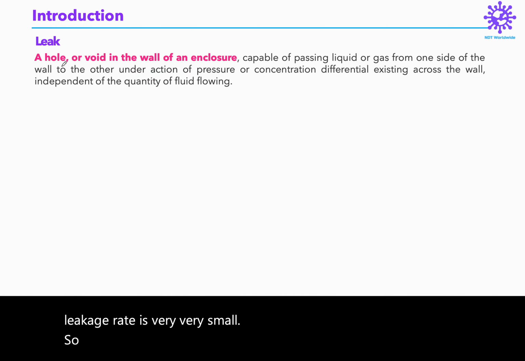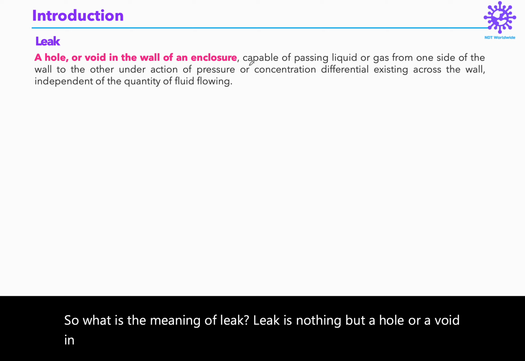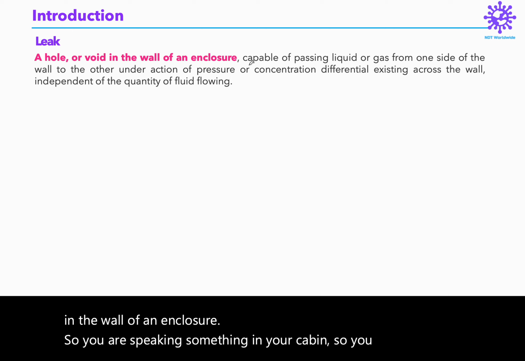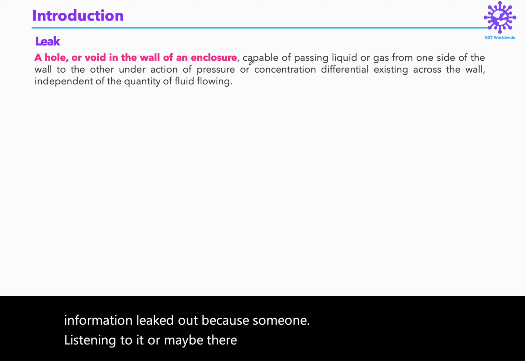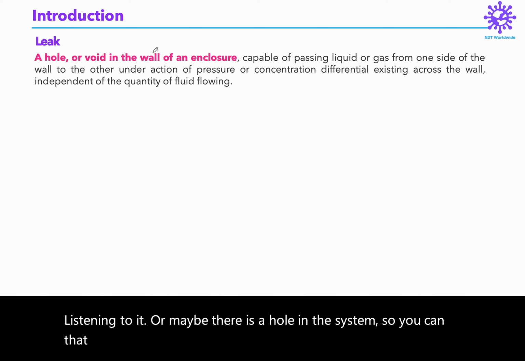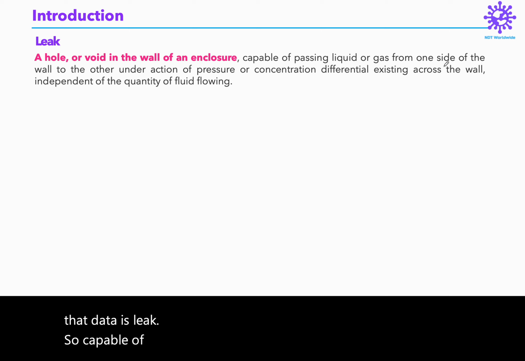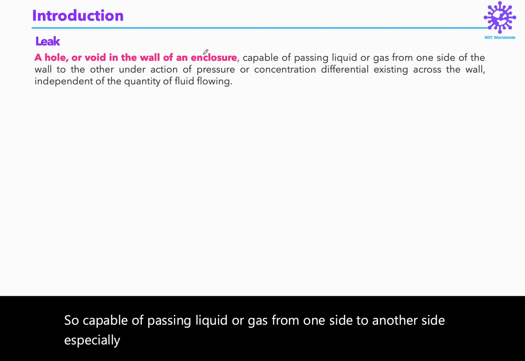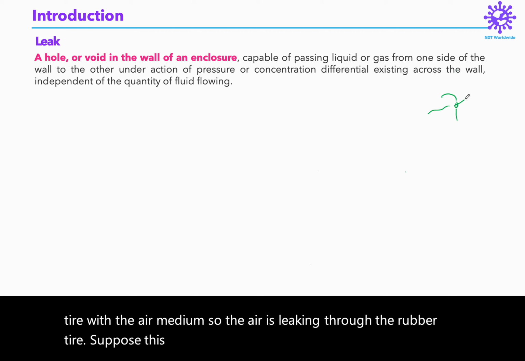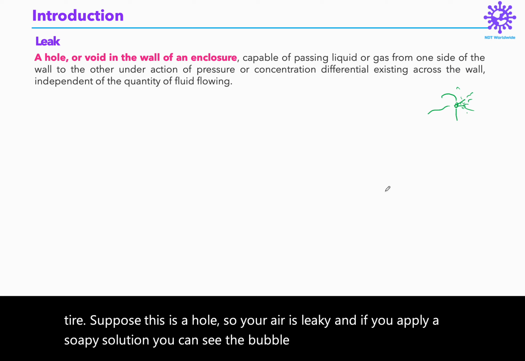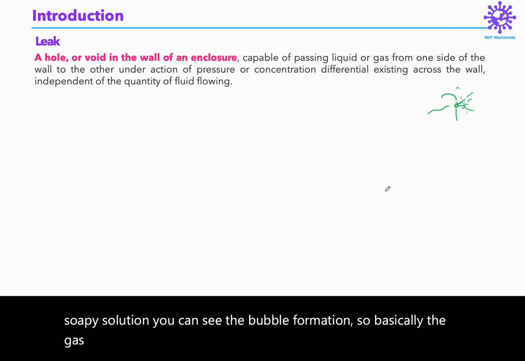So what is the meaning of leak? A leak is nothing but a hole or a void in the wall of an enclosure. So you are speaking something in your cabin, and that information leaked out because someone was listening to it, or maybe there is a hole in the system, so the data is leaked. It is capable of passing liquid or gas from one side to another side, especially if you see bubble leak testing. You pressurize the tire with air, so the air is leaking through the rubber tire. Suppose this is a hole, so your air is leaking, and if you apply a soapy solution you can see the bubble formation. So basically the gas is leaking from high pressure to low pressure.